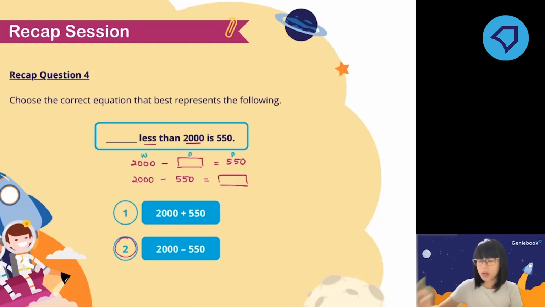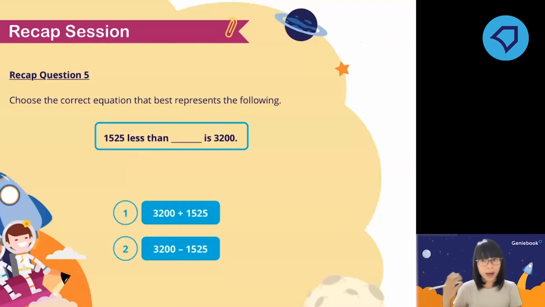All right, so let's try one more. Shall I help you just a little bit? So this one we have 1,525 less than something is 3,200. So let me help you guys again. If I want to write it into an equation, this is my base. So this is the start. 1,525 less than means I need to minus 1,525. Then I will get 3,200. So you are to find this one. In order for you to find this missing number, do you need to do addition or subtraction?